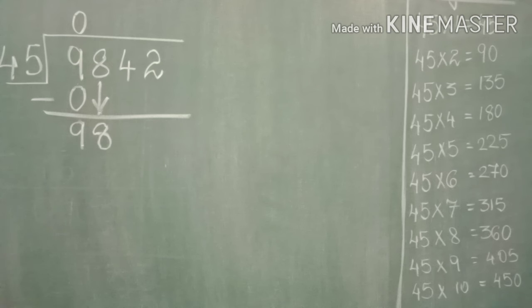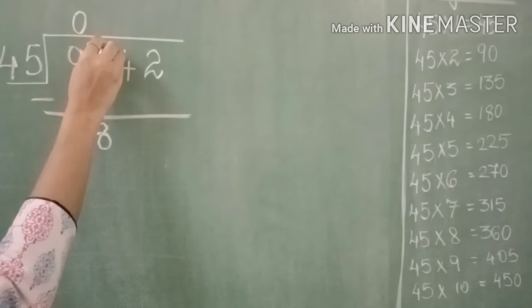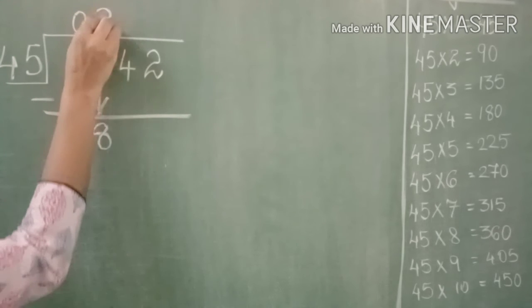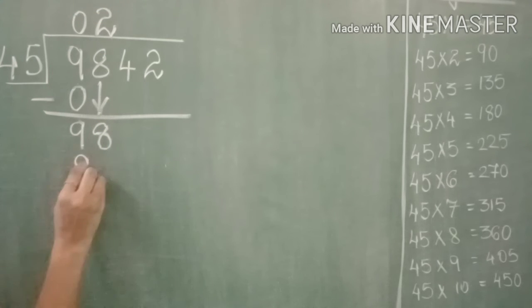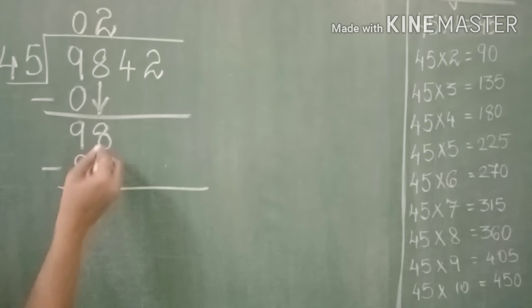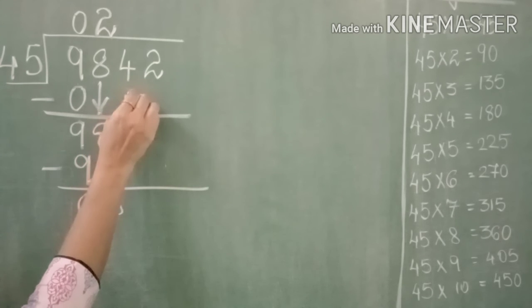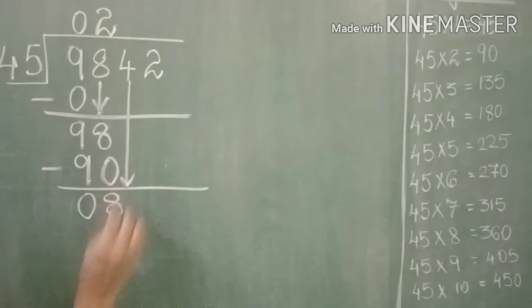Now let's see in the 45 table, is there any number smaller than 98? We will just have a look. Below 98, is there any lower number? So 45 twos is 90. So what will we be writing here? 45 twos is 90, minus sign again, then we have to find the answer. 8 minus 0 is 8, 9 minus 9 is 0. Now we have to take the next number, that is 4. We have to draw an arrow and write over here 4.